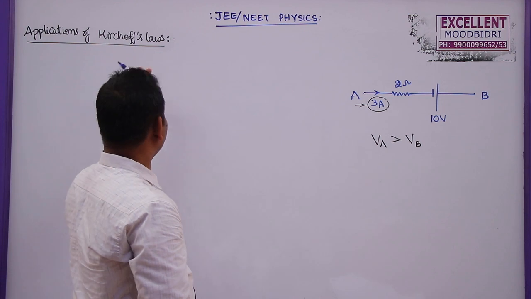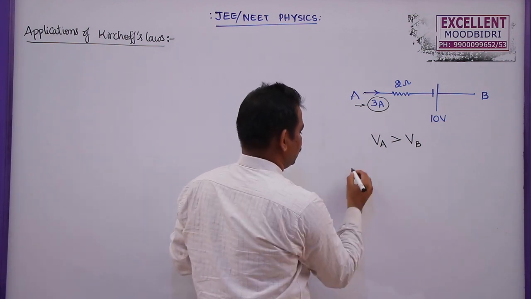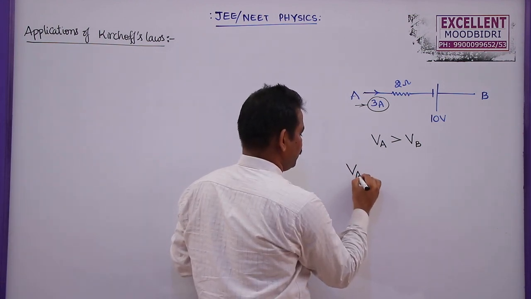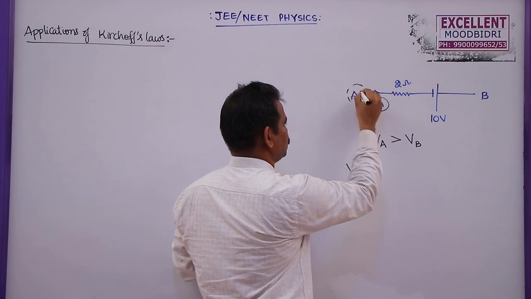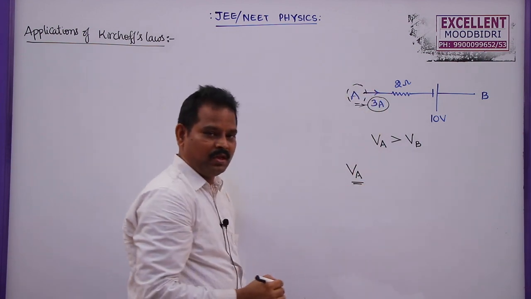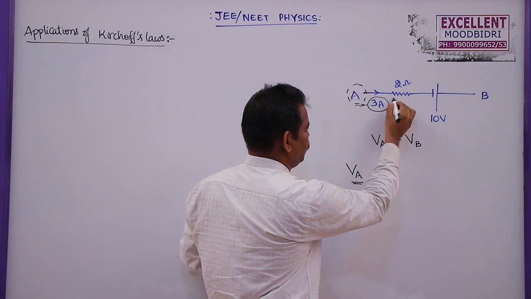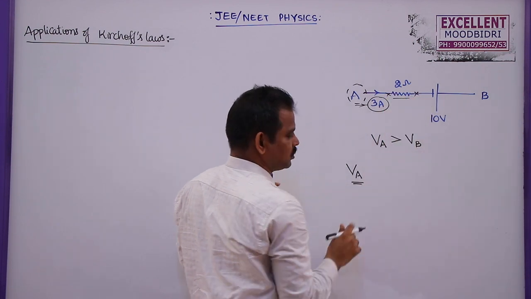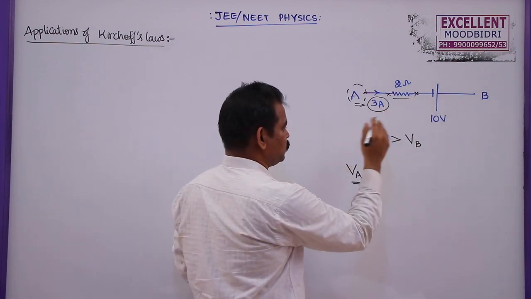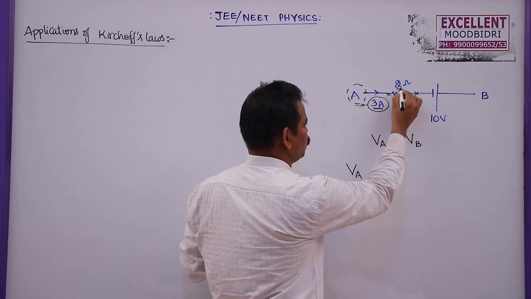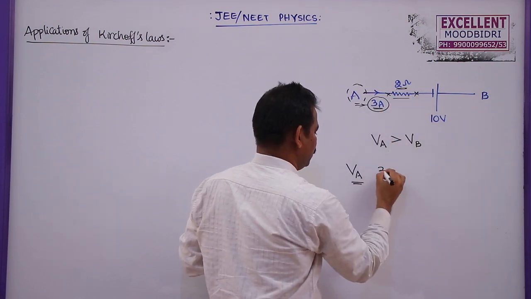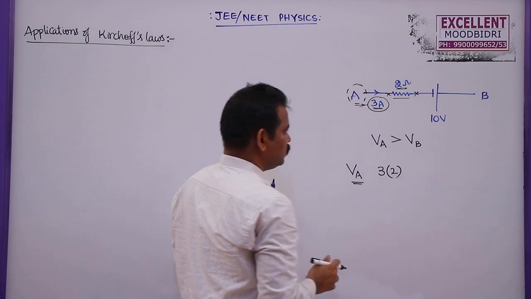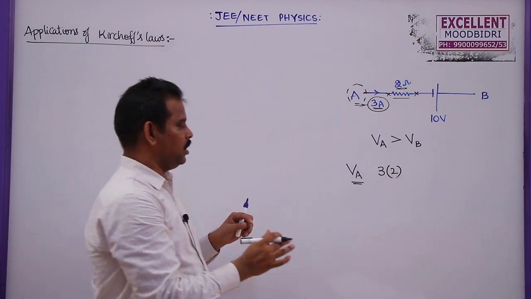So by applying this Kirchhoff voltage law we can write the potential at A is VA. So at this point what is the potential? VA. Now what is the drop across this one? How much potential will be dropped here? The potential drop is given by 3 into 2. So this will be 3 into 2. So this much potential has dropped here.